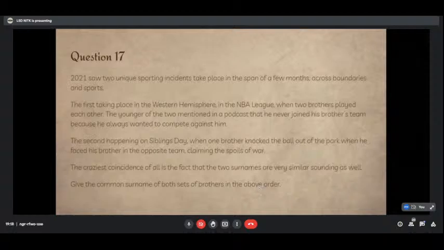Two unique sporting incidents involving two brothers playing against each other. So we want you to identify the surnames of these two sets of brothers, which are quite similar. One happened on Siblings Day and the other happened in the NBA. So it happened across the span of a few months. Question 18.